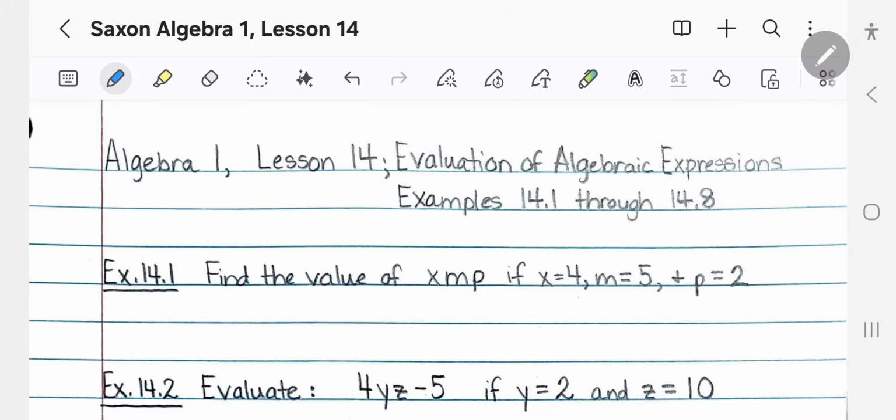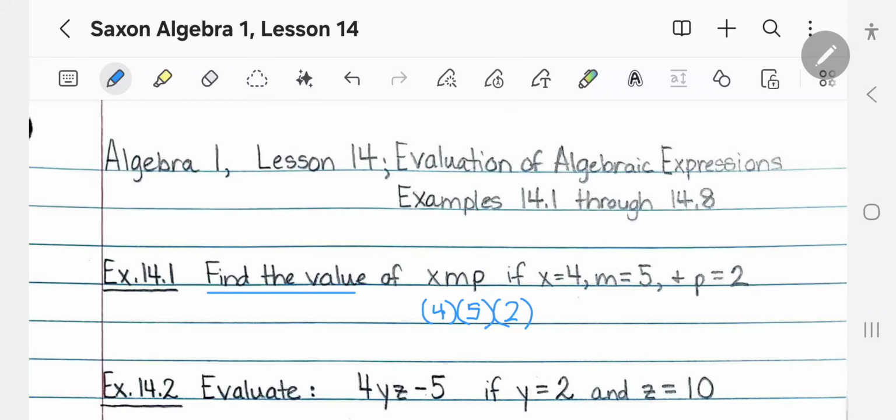This is Algebra 1, Lesson 14, Evaluation of Algebraic Expressions, examples 14.1 through 14.8. For example 14.1, they want us to find the value of this expression, xmp, and they're telling us that x is equal to 4, m is equal to 5, and p is equal to 2.